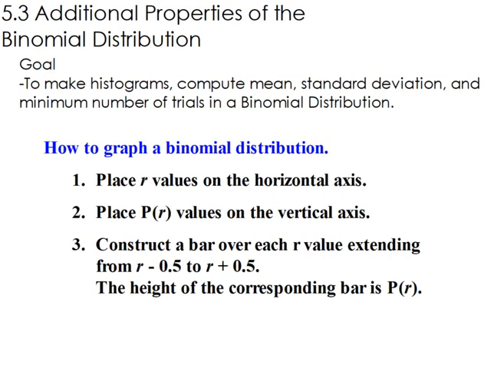All right, 5.3 is the last section we're going to do for chapter 5. There are some more in the book, but we'll stop at that. Additional properties of the binomial distribution.